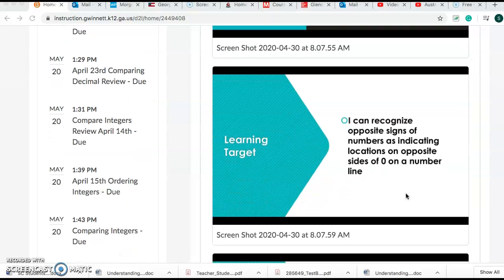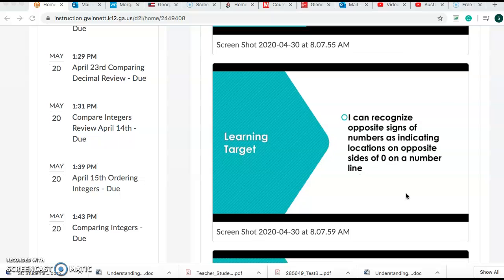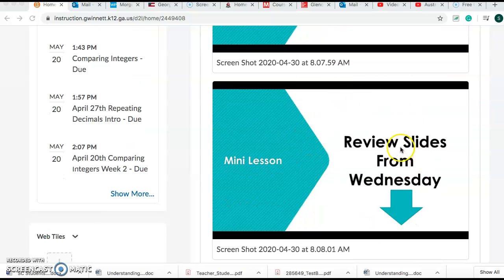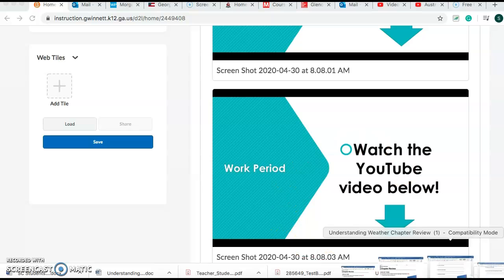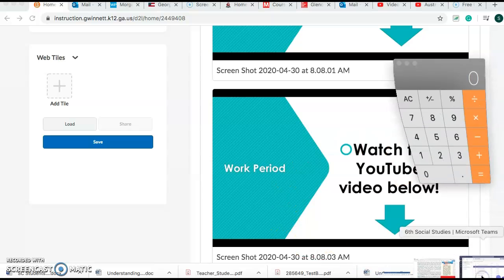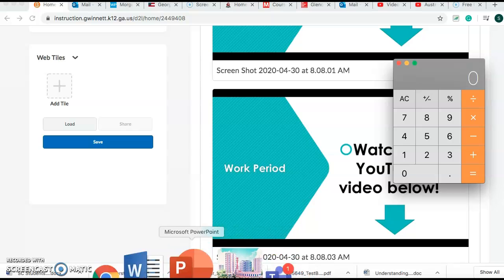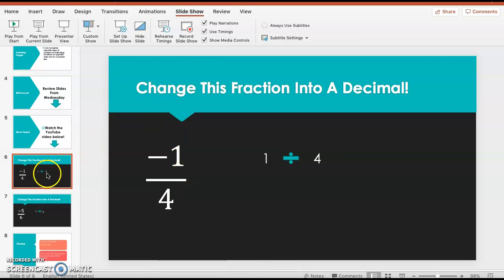So our learning target: I can recognize opposite signs of numbers as indicating locations on opposite sides of 0 on a number line. I want you guys to scroll all the way down to your slides from yesterday and review those, because right now we are going to be working on, and I'm going to pull up my calculator and my PowerPoint slide, changing the fraction into a decimal using negative numbers, okay?